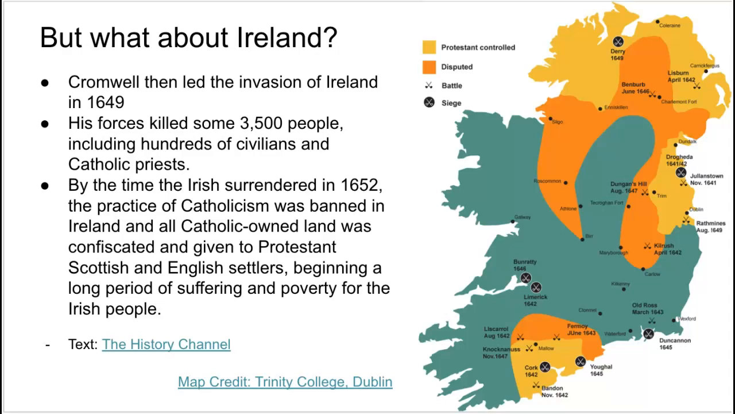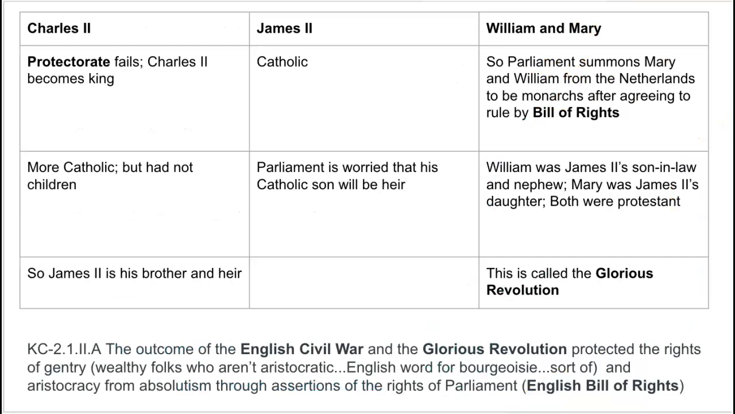So this is 1649. 200 years later will be the Irish potato famine. So this is the beginning of that history. Back to England. Now, the Protectorate fails, and we get another Charles and another James. So Charles II becomes a king.